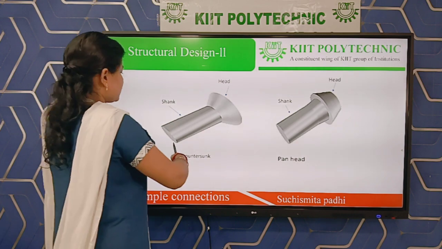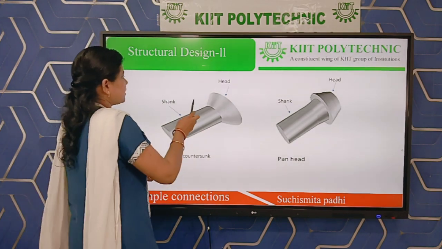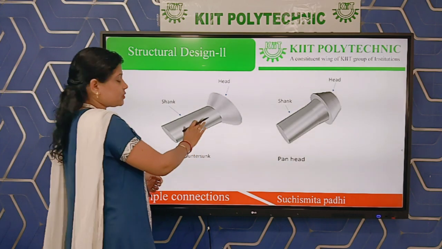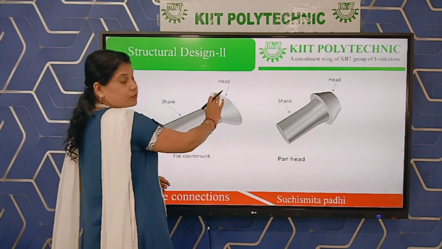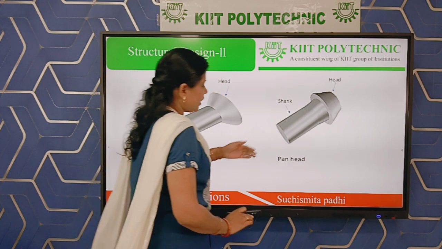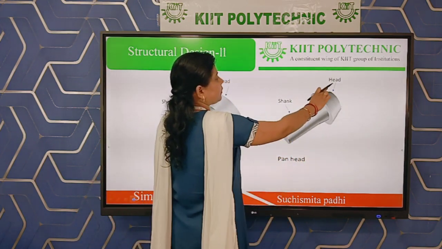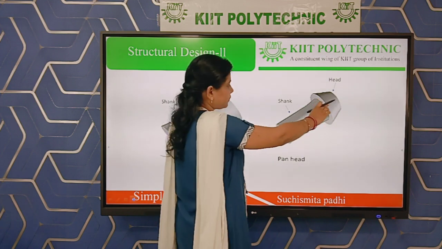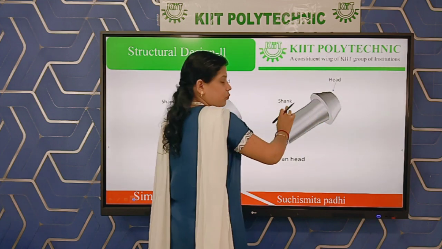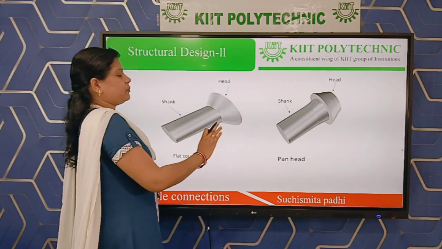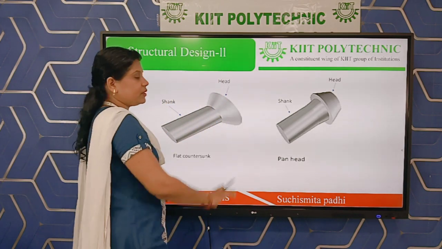Next is flat countersunk rivet. If the shape of the head is like this, then that is known as flat countersunk rivet. Here also one shank is there and one head is there. Then the last one, that is pan head rivet. In case of pan head rivet, the shape of the head is like this. See, here is also one head and one shank. Okay. So according to the shape of the head, these are the various types of rivets.